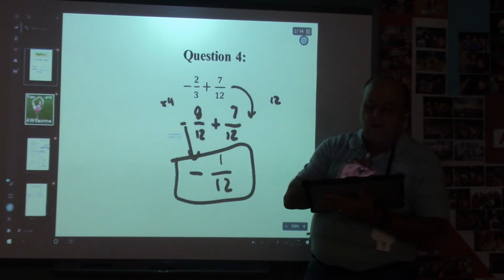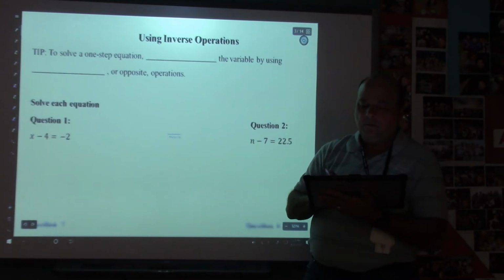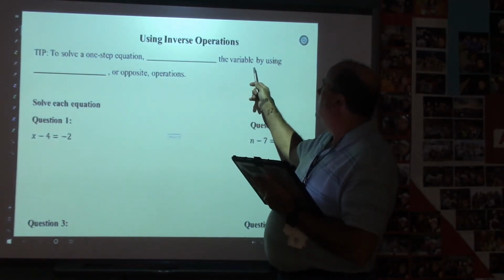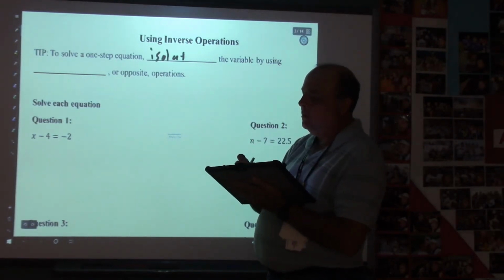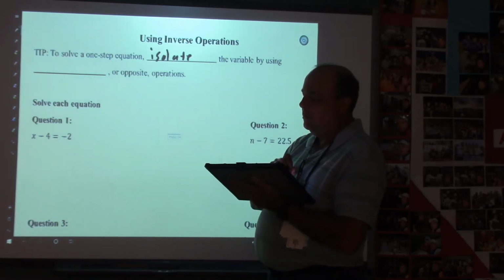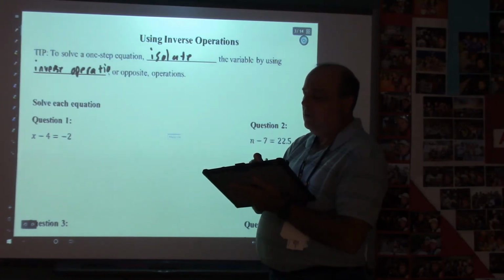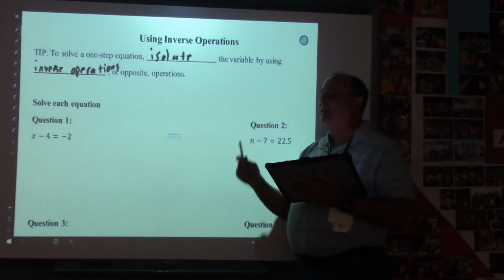Okay, let's go to the next page. To solve a one-step equation, isolate the variable by using opposite operations, by using inverse operations. A lot of words you could put in there. Okay, so we're going to do the opposite to get the answers.